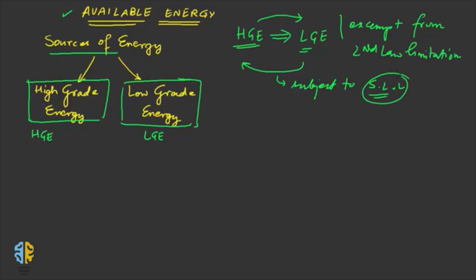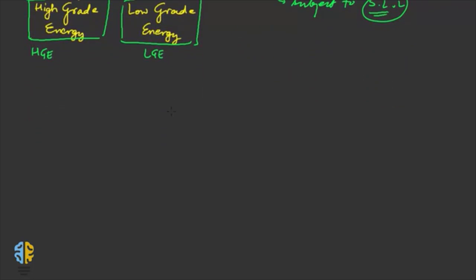This is something that we have discussed in an earlier video as well, because the complete conversion of high grade to low grade energy is possible, but the complete conversion in the vice versa direction, that is from low grade to high grade energy, is not completely possible. Before we move forward, let us look at some examples of the two groups.